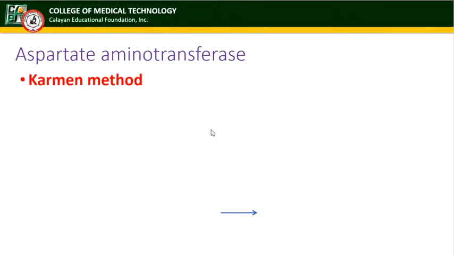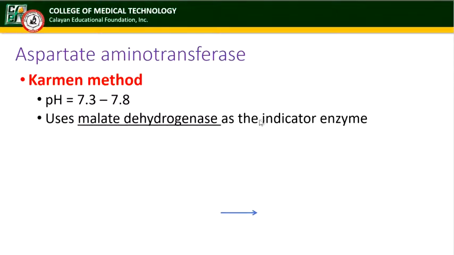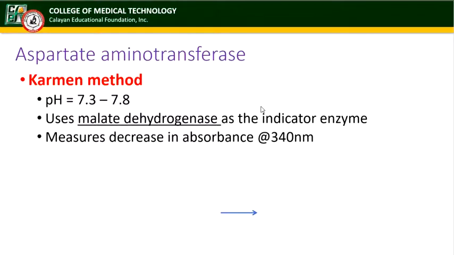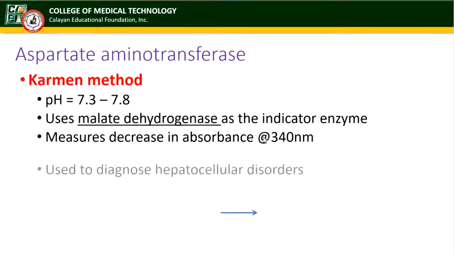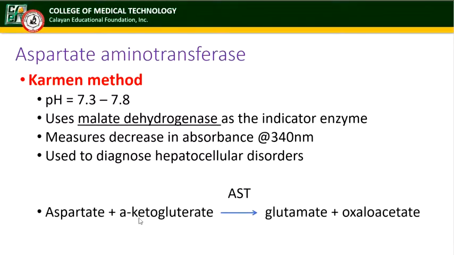Aspartate aminotransferase or AST. So, Karmen method, pH of 7.3 to 7.8. Yung pH dito yung reaction na gaganap. So, uses Lactate Dehydrogenase as the indicator enzyme. So, this measures the decrease in absorbance at 340 nanometers. Used to diagnose hepatocellular disorders. Aspartate plus alpha-ketoglutarate enzyme, glutamate plus oxaloacetate.